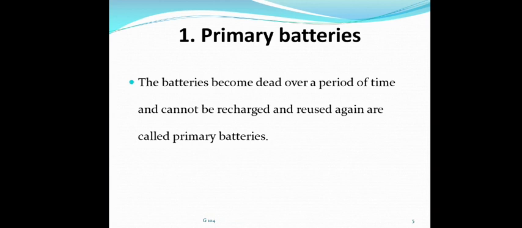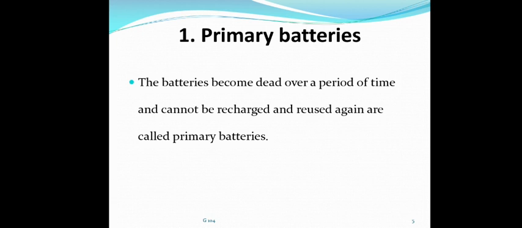A battery is the one which produces electricity. But after using it over a period of time, it becomes dead. It cannot be recharged and it cannot be reused. If it cannot be recharged, then it cannot be reused, is it not? And we just throw it outside. Such batteries are called primary batteries. That is, batteries which can be used only once, which cannot be used again, because they cannot be recharged or reused. Such batteries are called primary batteries.